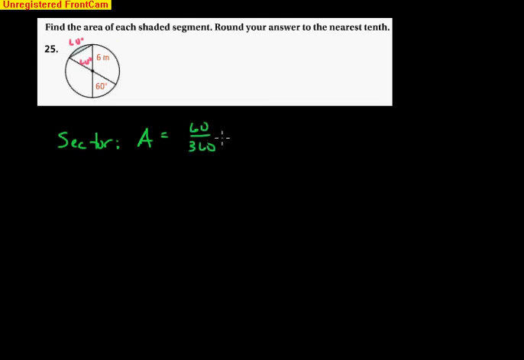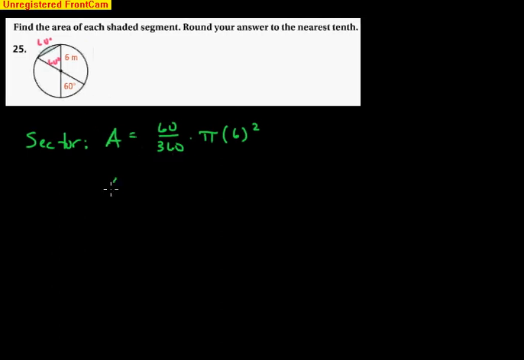use. 60 out of 360 times the area, and the area formula for a circle is pi r squared, and that's 6 squared. So I type this in my calculator, 60 divided by 360 times pi times 6 squared. And I get 18.8. And that's meters squared.